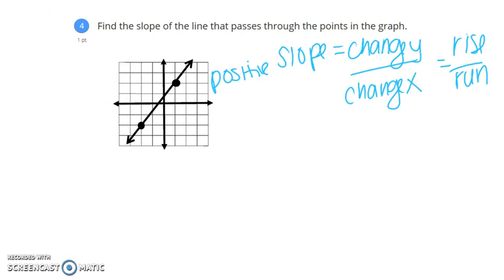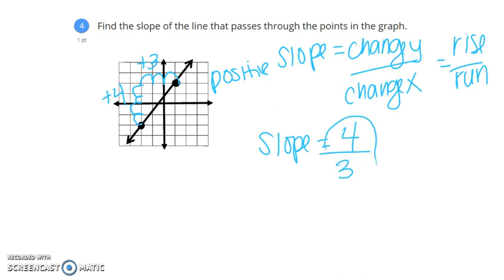So I'm going to go from point to point using vertical and horizontal movements. So vertically, I'm going up 1, 2, 3, 4. So 1, 2, 3, 4 up. And then I'm going 1, 2, 3 right. So my slope, my rise was 4, my run was 3, so my slope is 4/3.